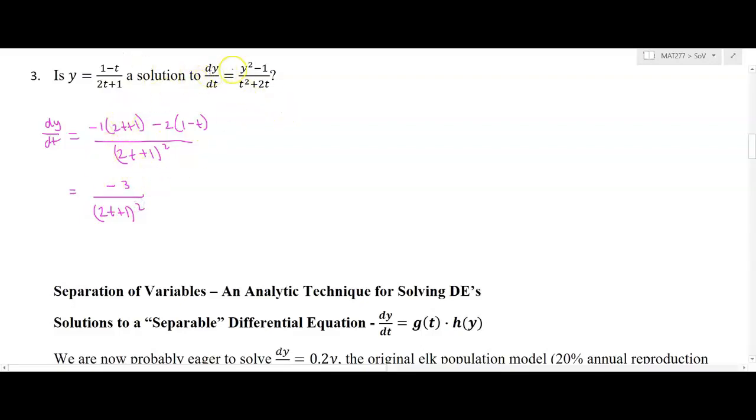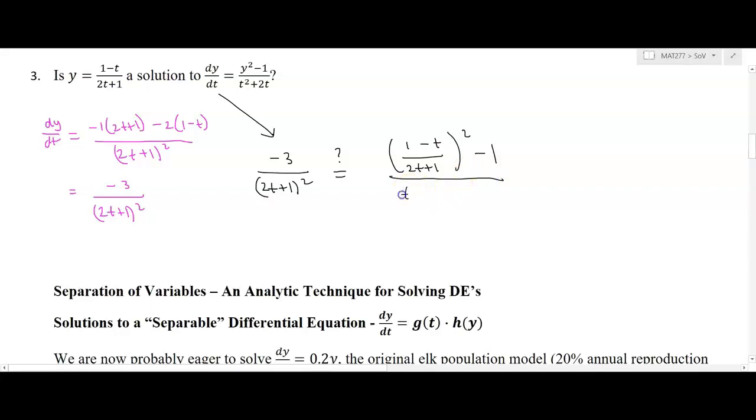So now we're going to go ahead and plug in for dy dt. In this equation, we're going to plug in for dy dt what we just found as the derivative of our candidate solution. And we're going to check, is that equal to the square of y? Okay, so the square of y is going to be the square of this function. So 1 minus t over 2t plus 1 quantity squared minus 1 over t squared plus 2t.